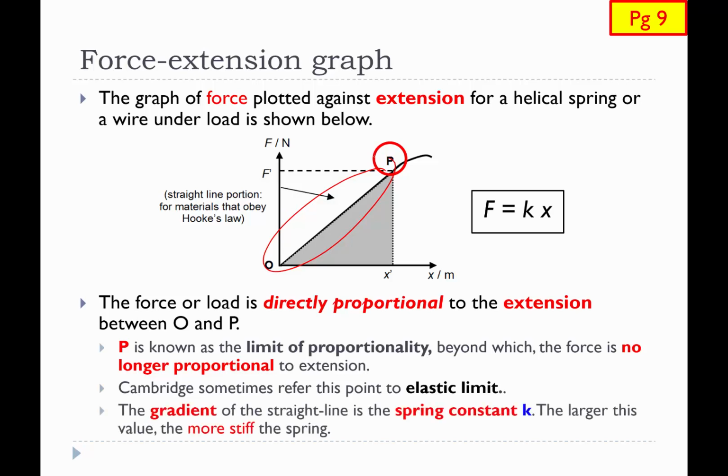And finally, the gradient of the straight line graph is the spring constant, which should be obvious from the equation as well. The larger the value, the stiffer the spring is. You can see this by thinking that if I were to draw a steeper line, for the same extension I actually require a greater force. Therefore, we can conclude that the larger the spring constant, the greater the stiffness of the spring.